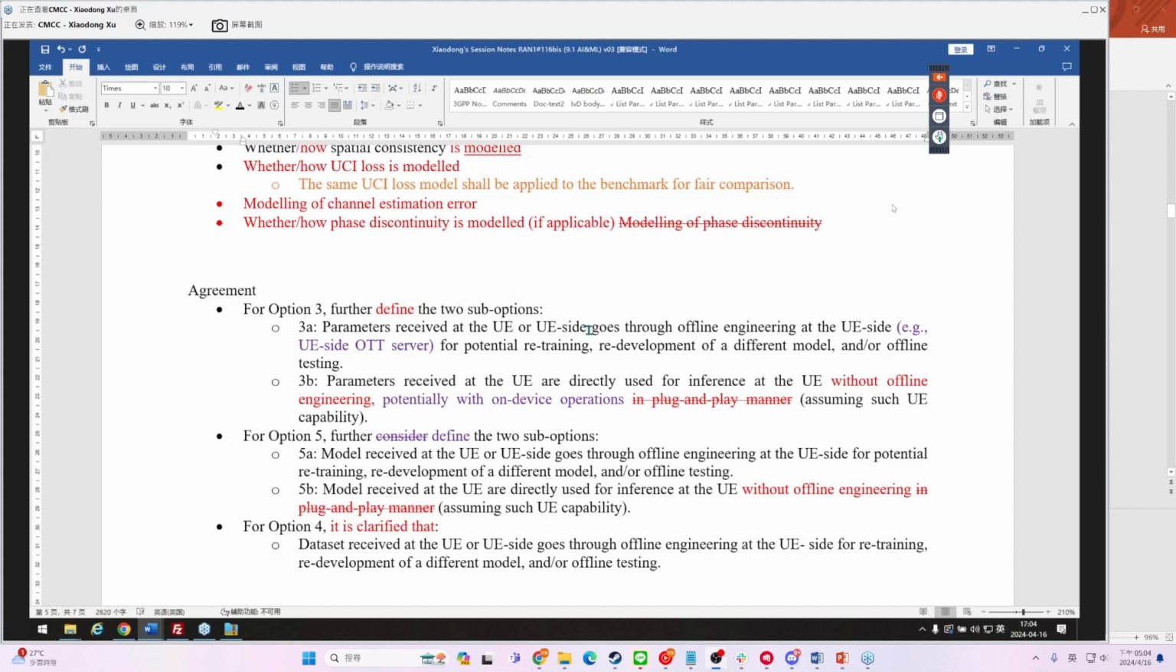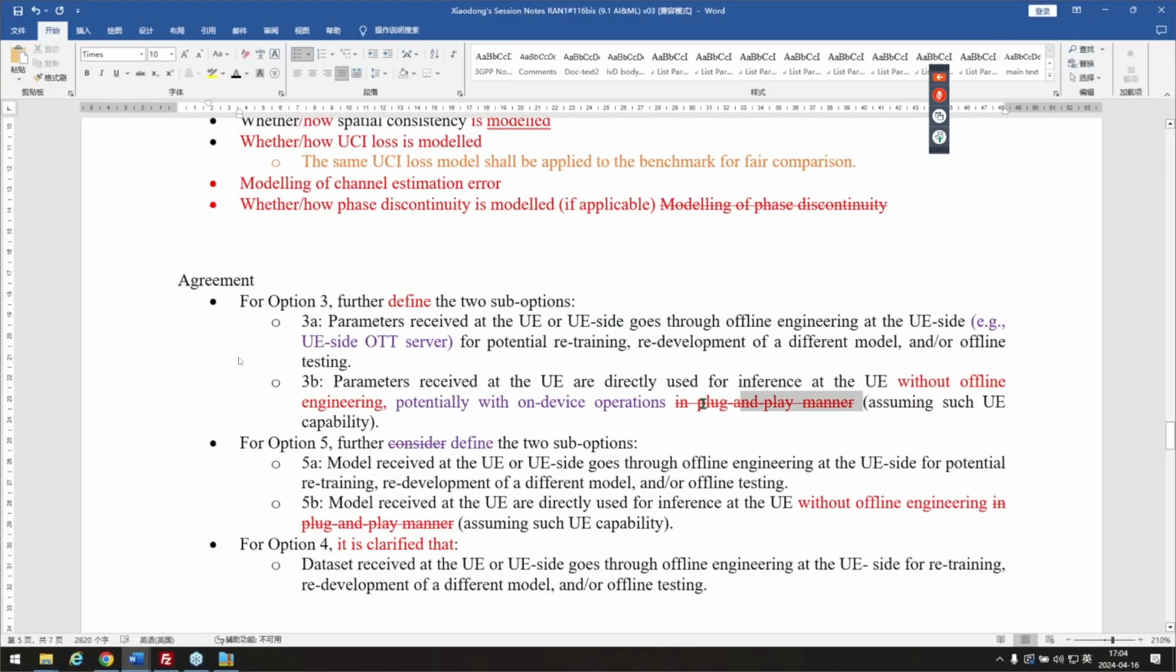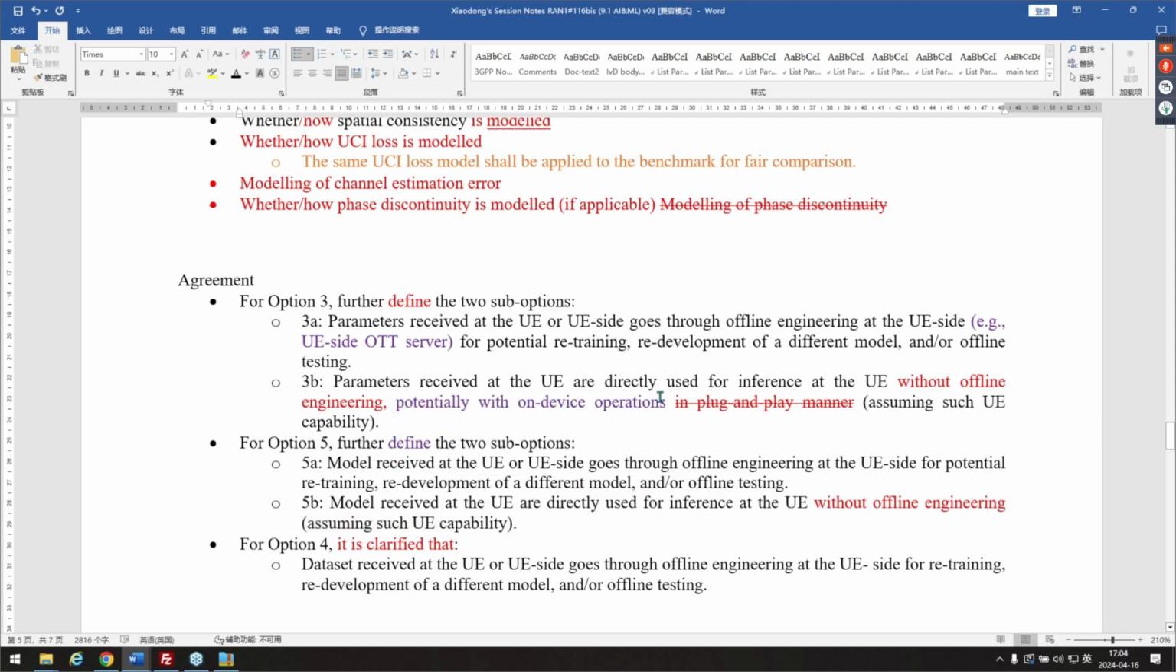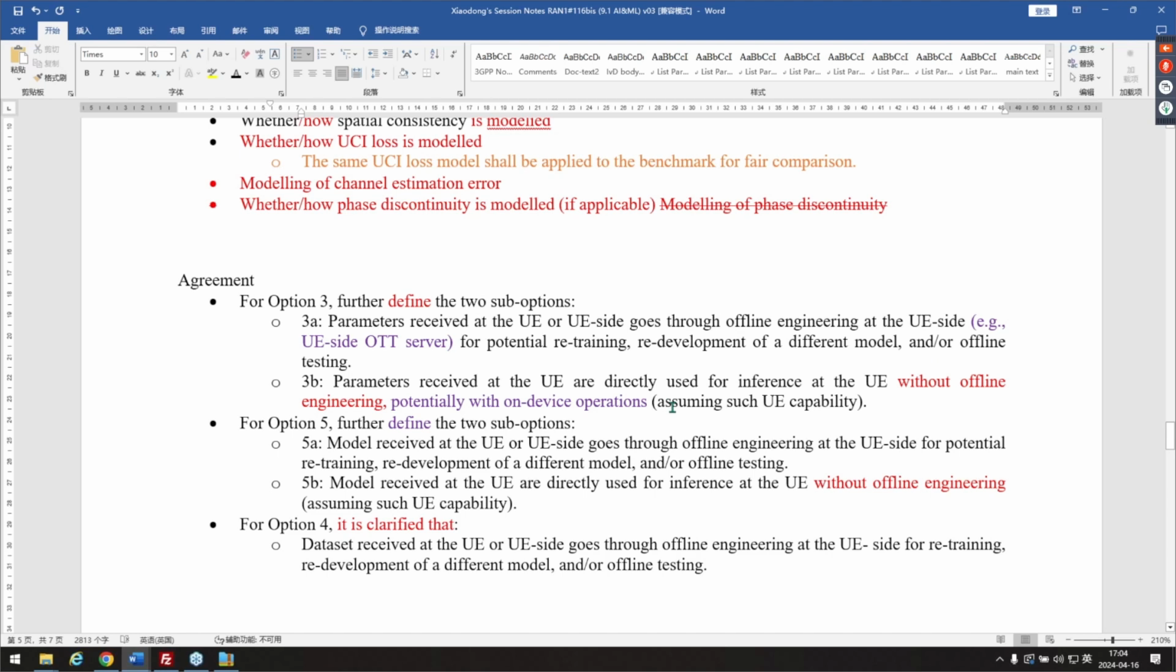3A and 3B. So first, I think 3B is easier. 3B is the flavor where the parameters received at the UE, assuming here that it's from network to UE, are directly used for inference at the UE without offline engineering, right? This may involve some simple on-device operations, and of course that should be allowed.